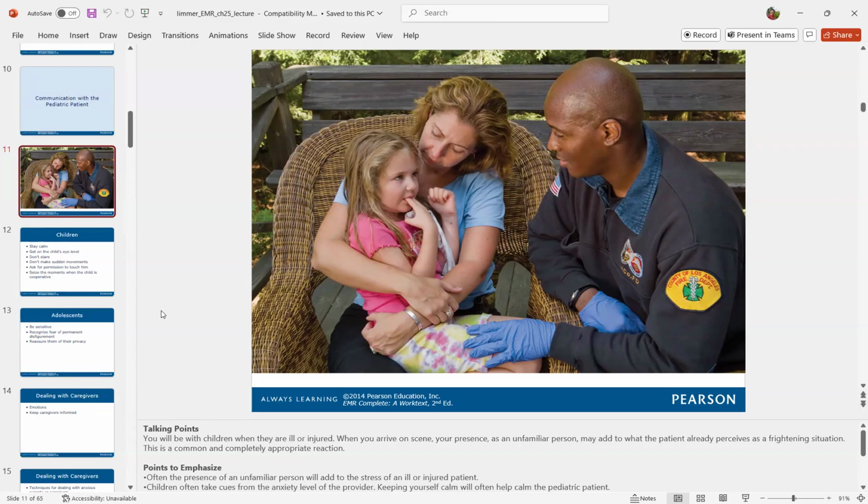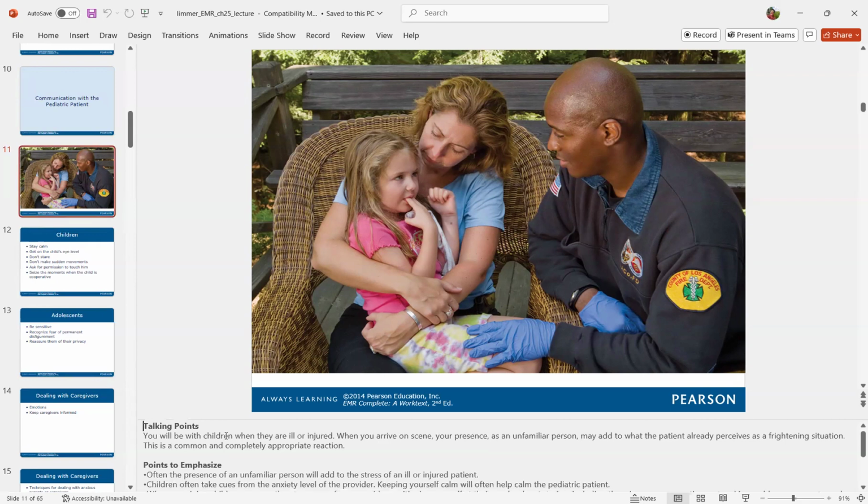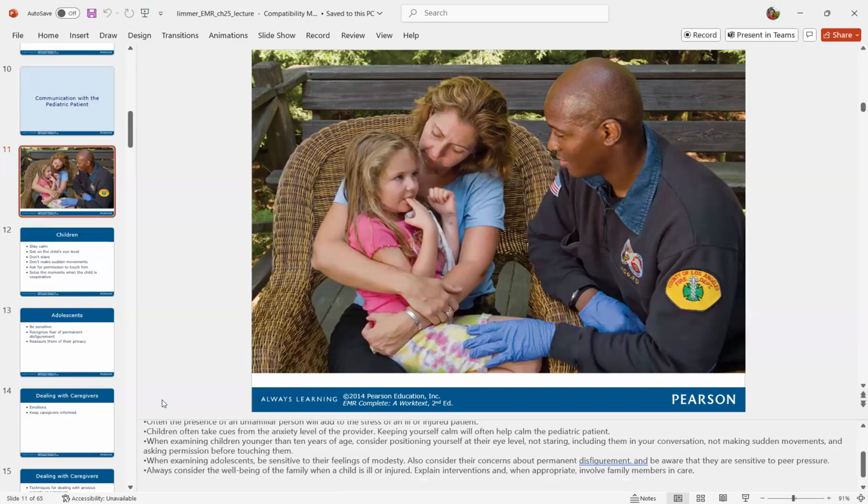Often the presence of an unfamiliar person is going to add to the stress of that patient. So children often take cues from the anxiety level of the provider. So just stay calm. That's going to help calm them down a little bit. When we're examining children younger than 10, consider positioning yourself at their eye level, not staring, including them in your conversation because they want to be a part of that. We're not going to make sudden movements, and we're going to ask their permission before we touch them or do anything.